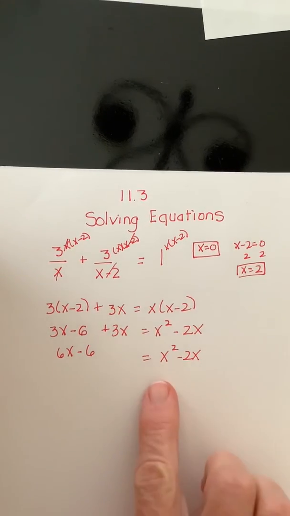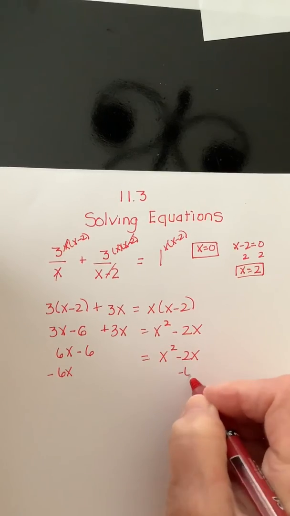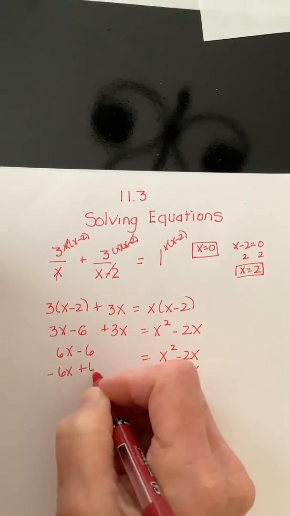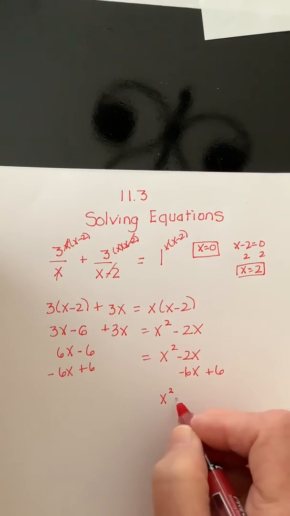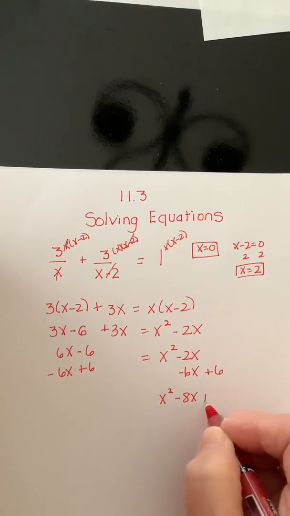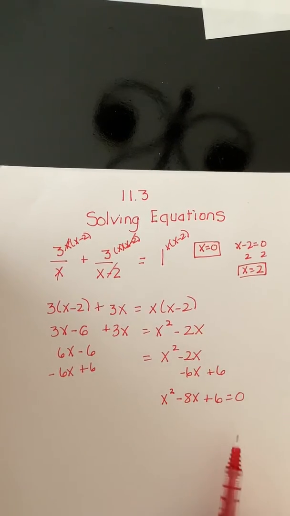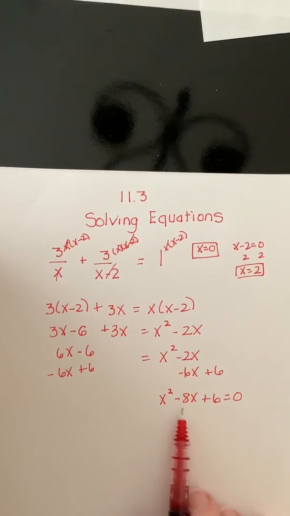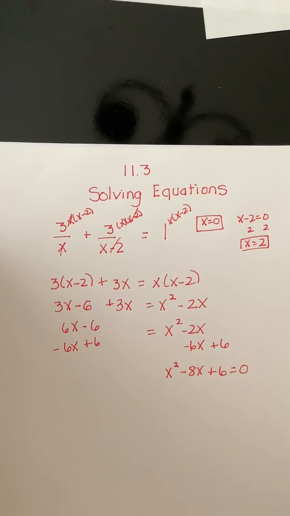I want to keep my x squared positive, so I'm going to subtract 6x from both sides, and I'm going to add 6 to both sides. So I have x squared minus 8x plus 6 is equal to 0. Okay, when you go through and list your factors of 6, 1 and 6 doesn't give you an 8. 2 and 3 doesn't give you an 8. So let's use the quadratic formula.